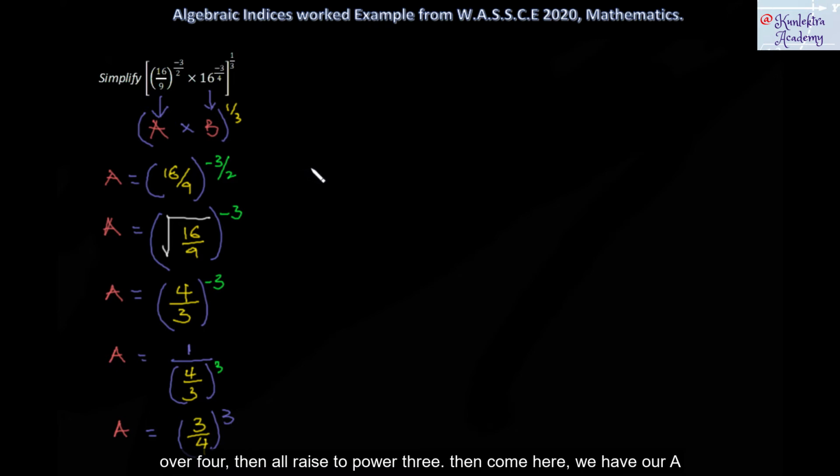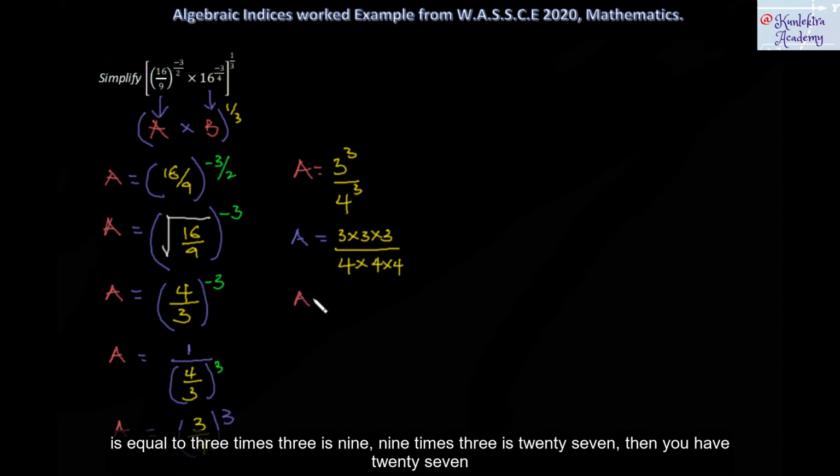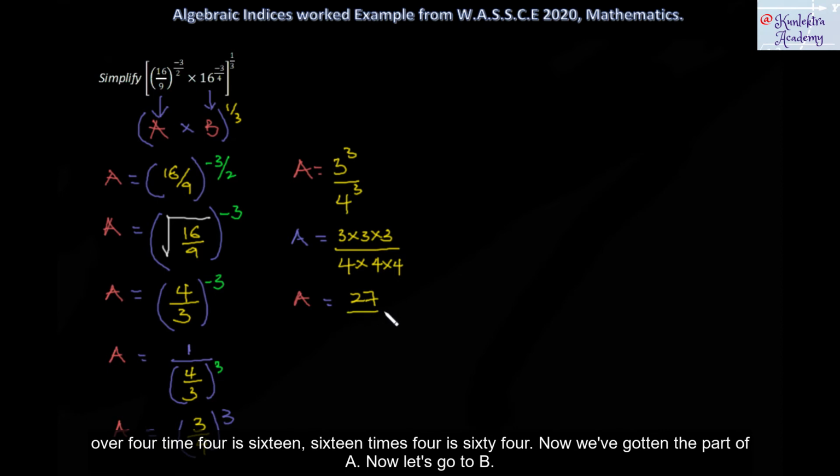Now come here, we have our a to be 3 raised to power 3 over 4 raised to power 3, and our a will become 3 times 3 times 3 over 4 times 4 times 4, and a is equal to 3 times 3 is 9, 9 times 3 is 27, then you have 27 over 4 times 4 is 16, 16 times 4 is 64. Now we've gotten the part of a.